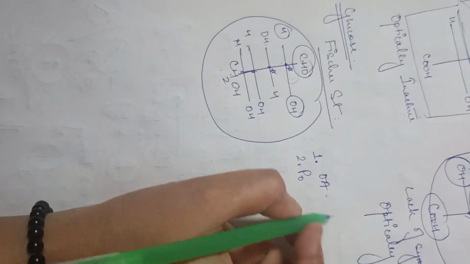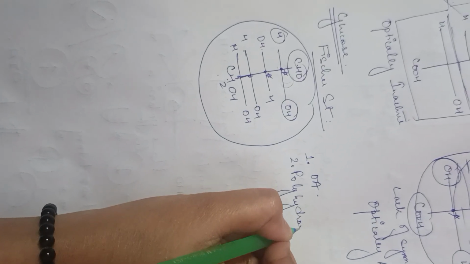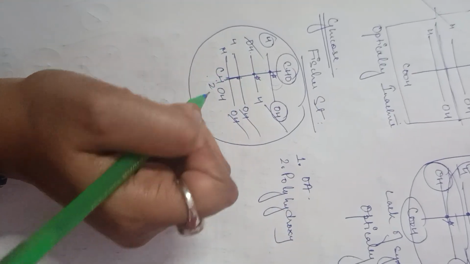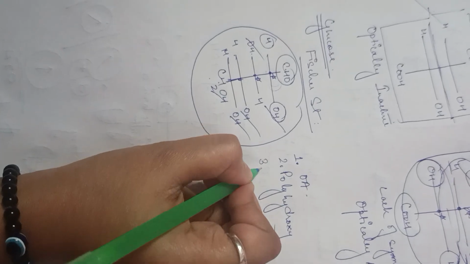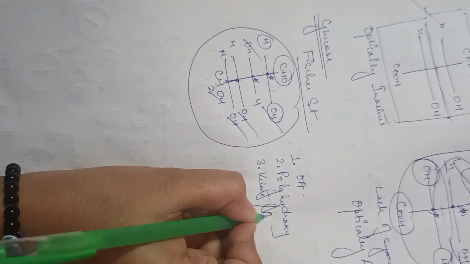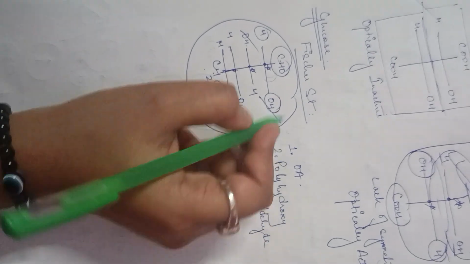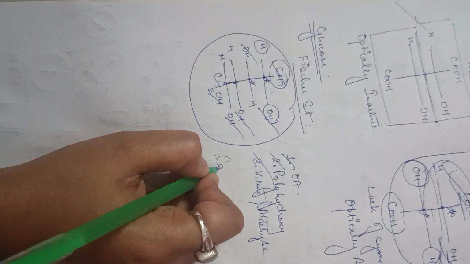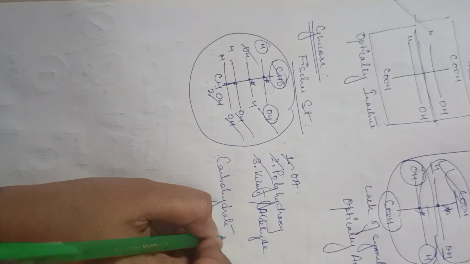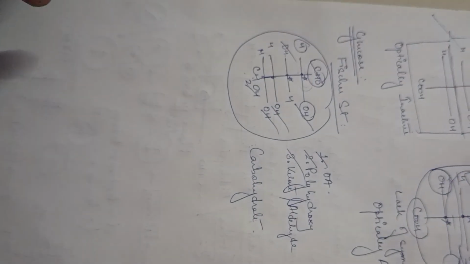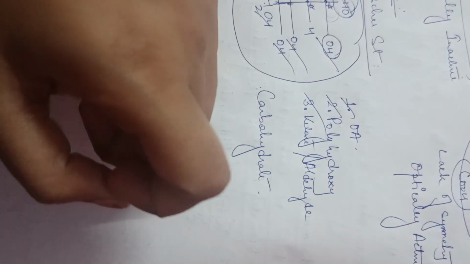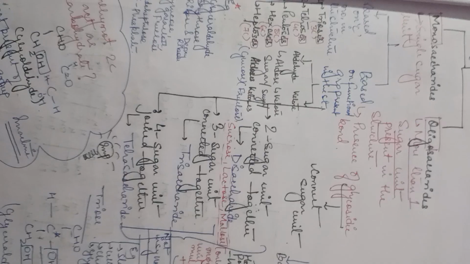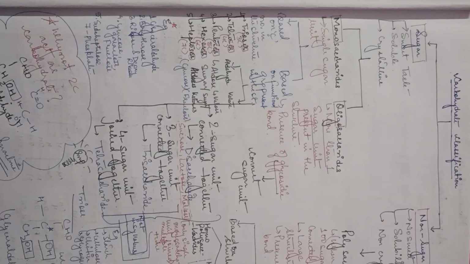The next condition is that it should be polyhydroxy. Remember? 1 OH, 2 OH, 3 OH, 4 OH. So the second criterion is also satisfied. The third criterion was that a ketone or aldehyde should be present. An aldehyde group is present, so all three criteria match. So glucose is a carbohydrate. Till here was a very basic idea about carbohydrates. Now we are going to see carbohydrate classification, which I have created for you, so let's check it.